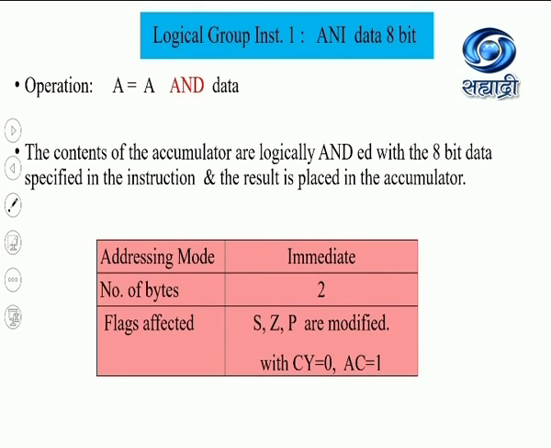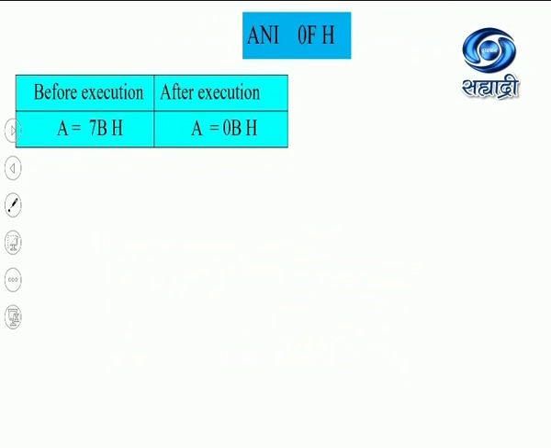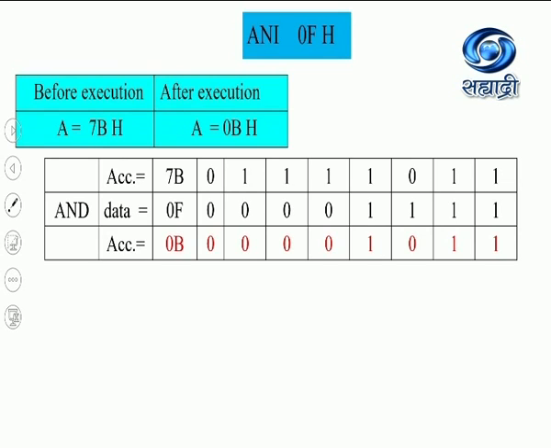Addressing mode immediate, number of bytes 2, flags affected: sign, zero, parity; auxiliary carry is 1 by default and carry is 0 by default. So result is reflected by sign, Z and parity flag. For example, initially accumulator contains 7B. So here accumulator is an 8-bit register. So data 7 and B, 1011, is stored in accumulator. The data given in the instruction is 0F, that is 00001111.